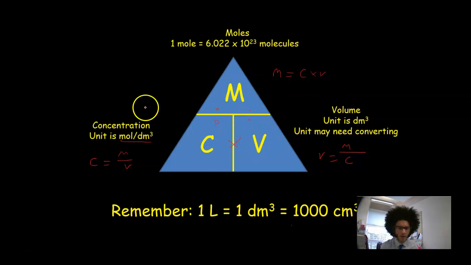The way I remember it is I always remember that concentration's unit is moles per decimeter cubed. So if you think about here, concentration is moles divided by decimeter cubed. And that's how I remember the equation from the unit. And then if I know moles is at the top of the triangle, then the C and V must be at the bottom. It doesn't really matter the order they're in as long as they're at the bottom.